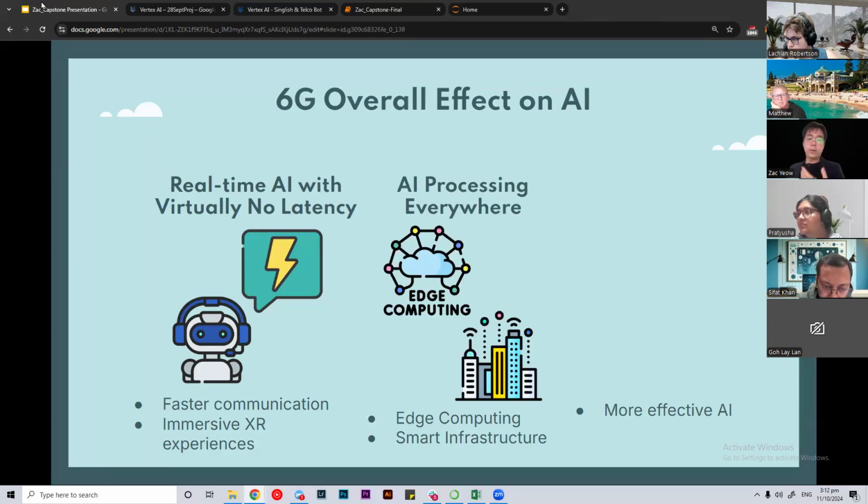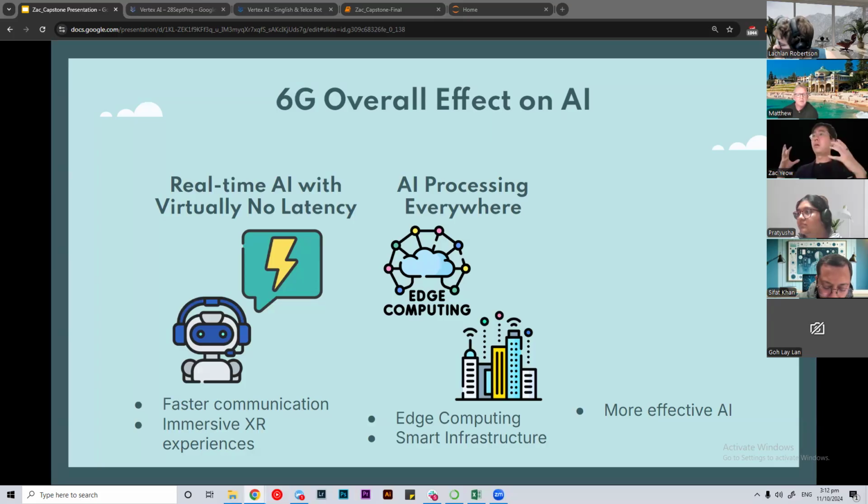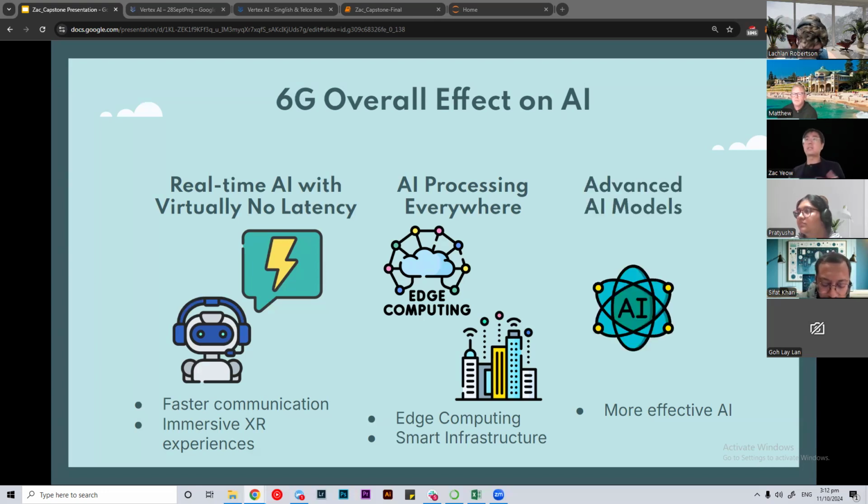AI processing everywhere: edge computing could help in developing and processing AI algorithms directly on the devices themselves instead of relying on the cloud. I recently bought the new Google Pixel Buds Pro 2. It has a Tensor chip inside, so it's where technology is moving towards. Then the last one is having more advanced AI models with the help of 6G as well, to generate creative content and solve more complex problems more effectively and efficiently.